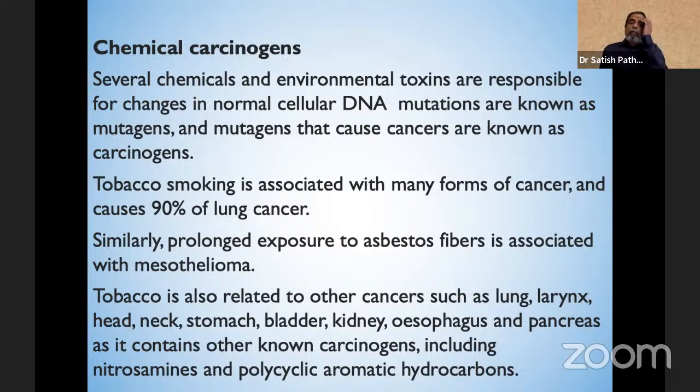Tobacco is also related to other cancers such as lung, larynx, head, neck, stomach, bladder, kidney, esophagus, and pancreas. And it contains other known carcinogens, including nitrosamines and polycyclic aromatic hydrocarbons. So you need not remember all these things. You can just remember that the chemical which can change or mutate the DNA is called a carcinogen. And these carcinogens are seen in many chemicals or toxic environment problems which can cause cancer.